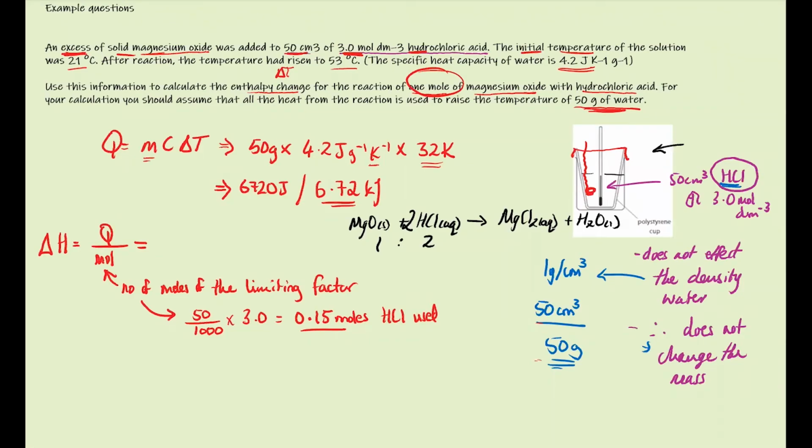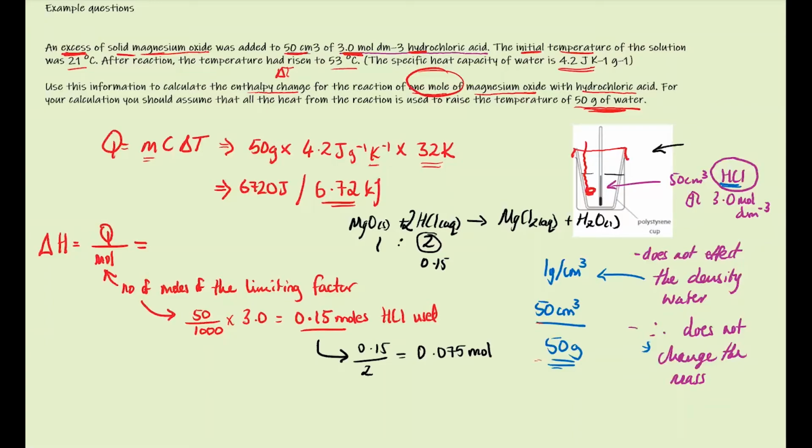And because it's a 2-to-1 ratio, I know that my 2 parts, if you like, is equivalent to 0.15 moles. So what I need to do is make this to a molar, 1 mole, ratio. So it'll be 0.15 divided by 2, which gives me 0.075 moles.